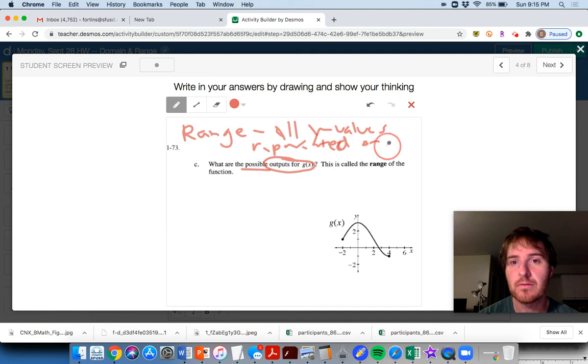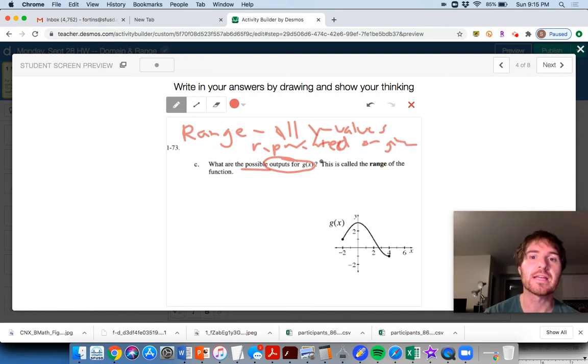Right, or given, right? Given because they're outputs. They're given from the inputs or given by the function. So an equation can tell us a bit about what our outputs will look like, but a graph certainly shows us what our outputs look like here.